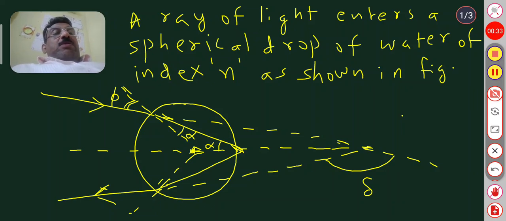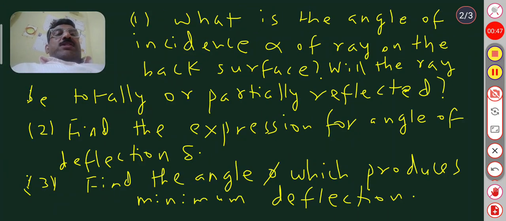All right, and the angle between the incident ray direction and the deflected ray or the emergent ray direction is delta. That's the angle of deflection. So we are asked to find out what is the angle of incidence alpha of the ray on the back surface. Will the ray be totally or partially reflected? Find the expression for angle of deflection delta.